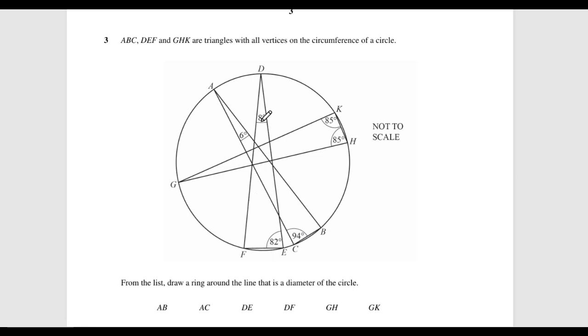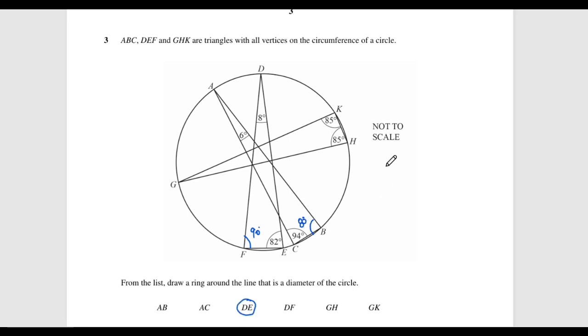So for this, let me calculate the missing angles first. This is 8 and this is 82, so this would be 90, because angles in a triangle add up to 180. This is 94, this is 6, so this would be 80. Okay, if I see, then this length would be the diameter.